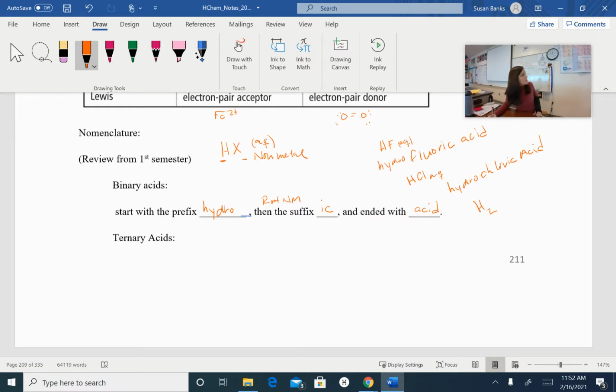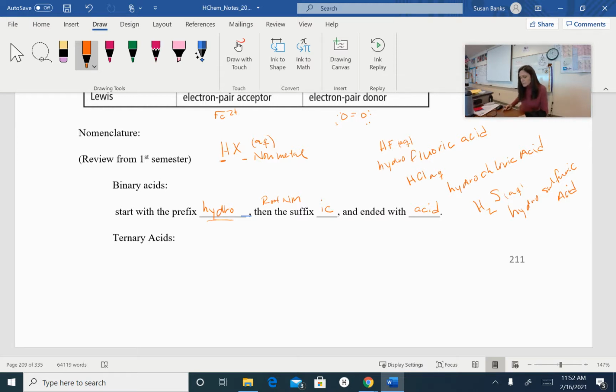Let's do another one. H2S, aqueous of course, would be hydrosulfuric acid. Okay? So remember, if I only have 2 elements and it's dissolved in water and one of those elements is hydrogen and the other is a nonmetal, I'm going to start with the hydro prefix, use the root of the nonmetal, add on the suffix ic, and end with the word acid.